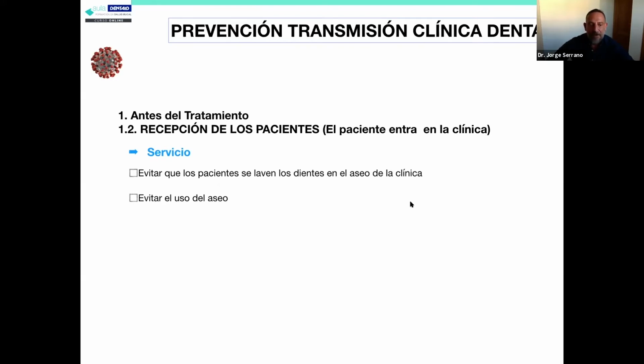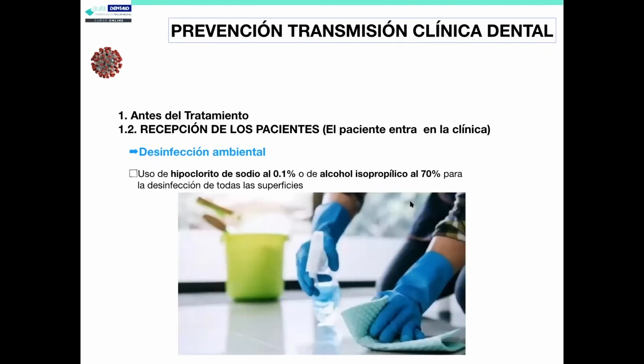For example, we have an agreement with the staff in the office so that we know if the patient has gone to the restroom. If so, the restroom is disinfected. For example, we tell the patient that when they leave the restroom, please leave on the light. So if we see the light on, the cleaning staff knows that they have to go and disinfect the restroom.